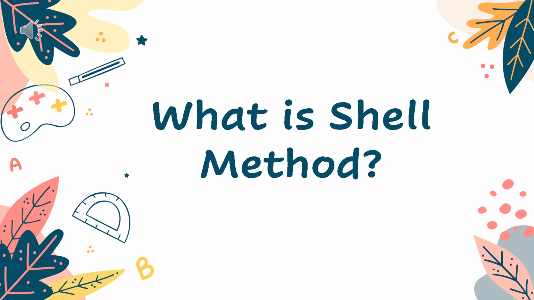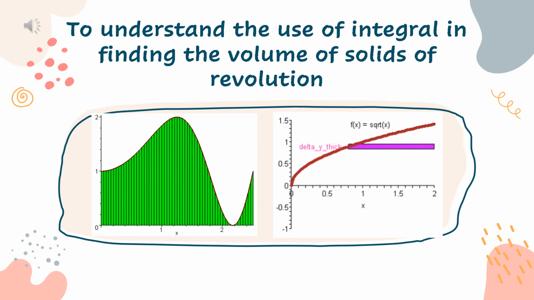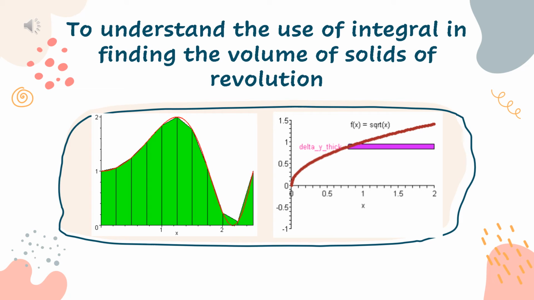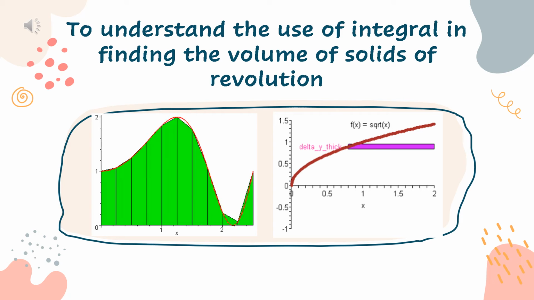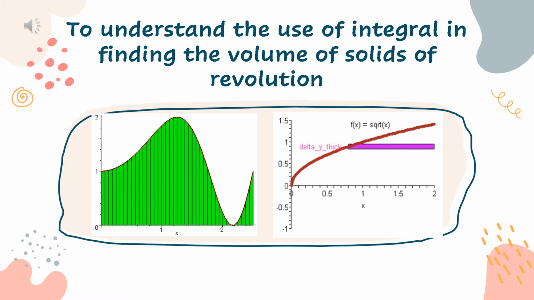To understand the use of integral in finding the volume of a solid of revolution, we are going to use the idea of definite integral, which is finding the area underneath the graph by adding the infinitesimal rectangles in it. There are actually two methods to find the volume of solids of revolution by integral, which are the disk and shell methods. But today we are not going to talk about the disk method, but the shell method.